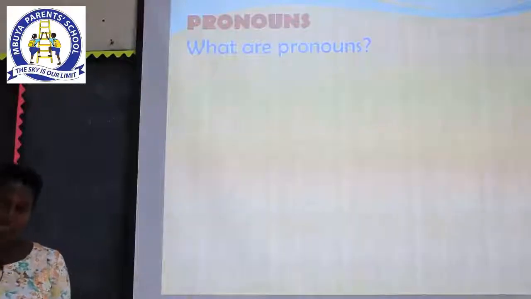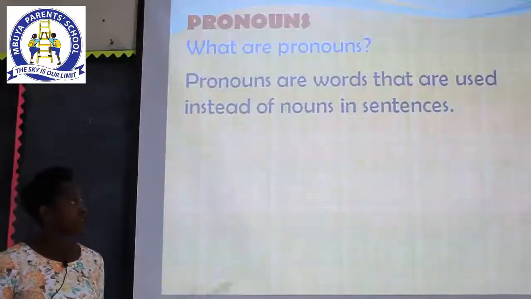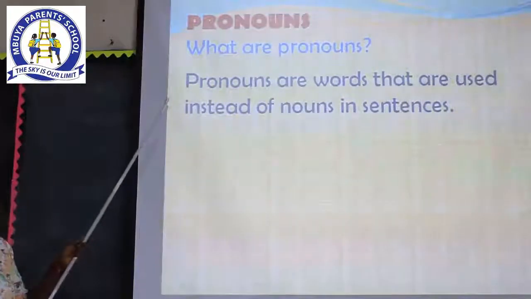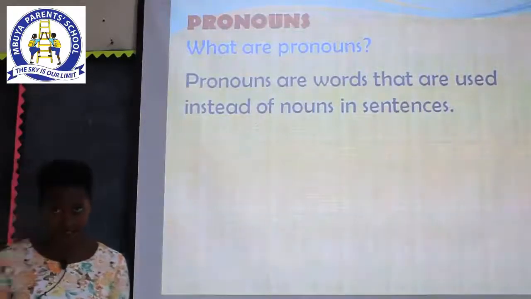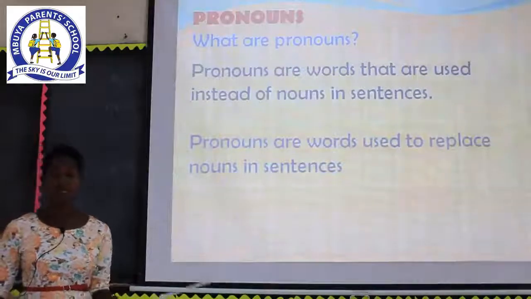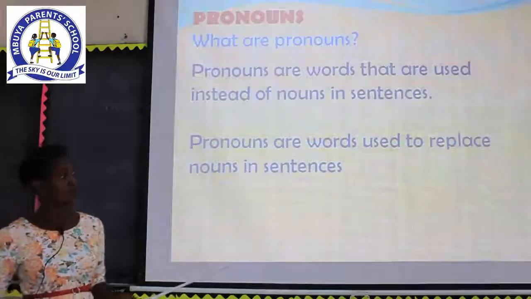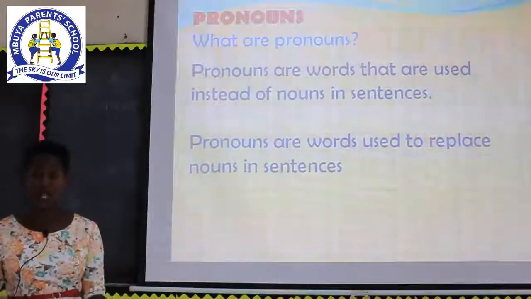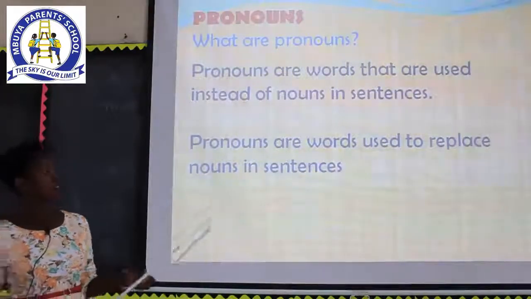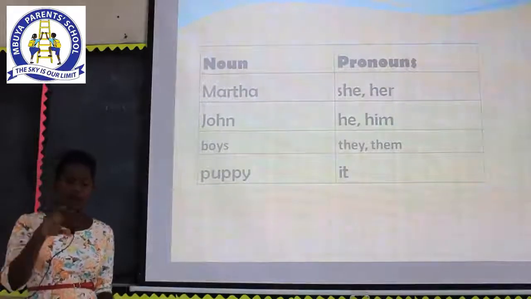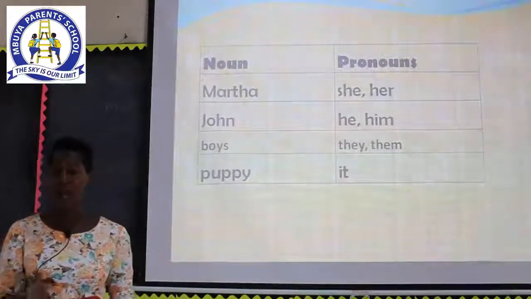Good. Pronouns are words used instead of nouns in the sentences. They are words that are used to replace nouns in the sentences. So when we are talking about nouns, we had looked at nouns, and you all know what nouns are. So here we are looking at pronouns, the words where there is a noun, we replace it with a pronoun. They are the one we are looking at today.